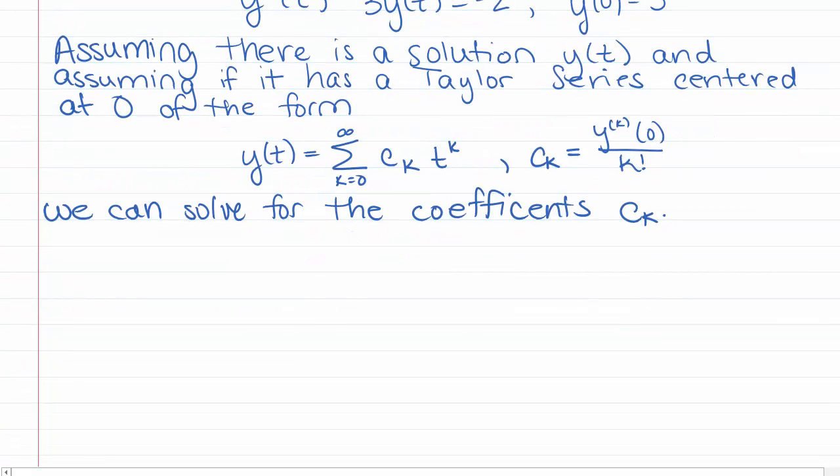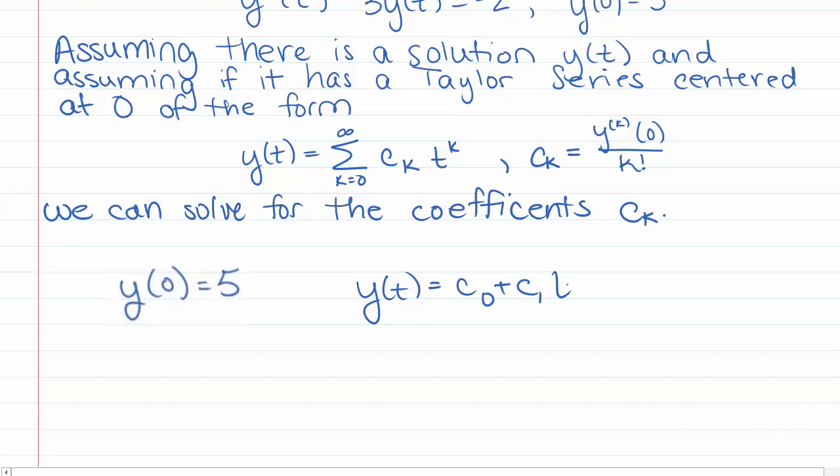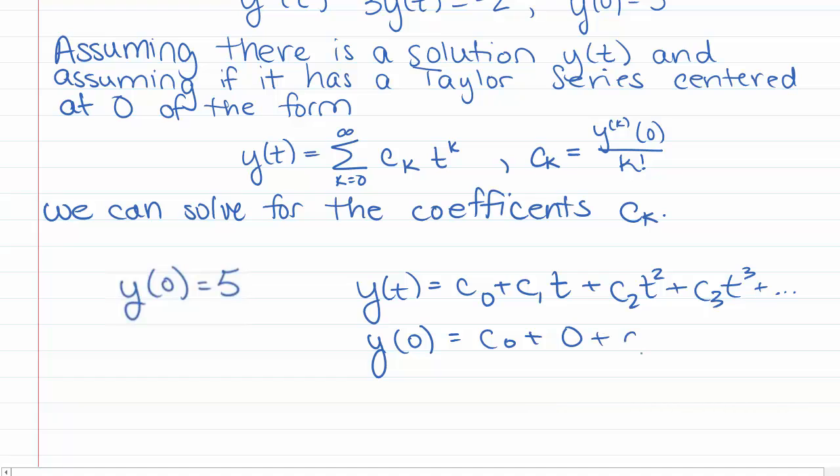So do we have enough information to do that? Well, what do we know? We know y(0), and since the power series is going to be c0 + c1 t + c2 t^2 + c3 t^3 + ..., if we plug 0 into that, the only thing left is going to be that c0. Every other term is going to be 0. So we should be able to say that 5 is equal to y(0), which is equal to c0 plus a whole bunch of zeros. So c0 has to be 5.